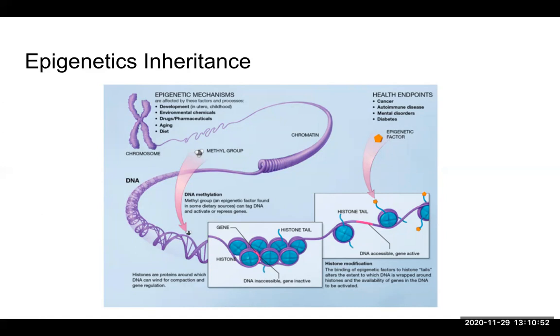And it says the binding of epigenetic factors to histone tails alters the extent of which DNA is wrapped around histones and the availability of genes in the DNA to be activated. And then in the top right corner, it says health endpoints. So this is what this can cause, and that could cause cancer, autoimmune diseases, mental disorders, and diabetes. There's more, but those are very common. Next slide.